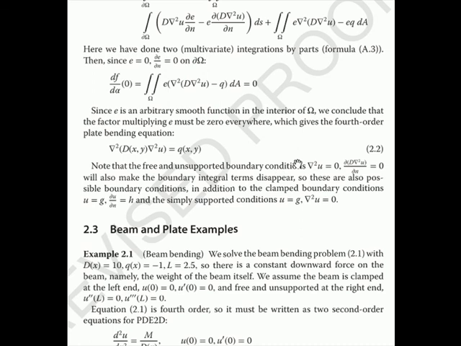And again, you can have clamped boundary conditions where u and the normal derivative are 0. So basically the edge of the plate is clamped, stuck in a wall somewhere. Or you can have simply supported boundary conditions where u is given, but it's not clamped, so the derivative of u with respect to normal is not given, but the Laplacian is 0. Or you can have free and unsupported boundary conditions.